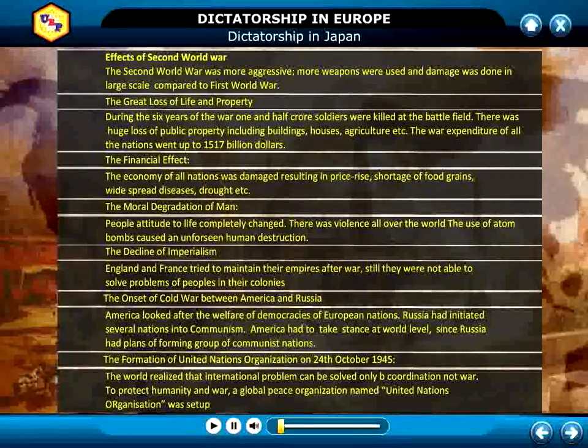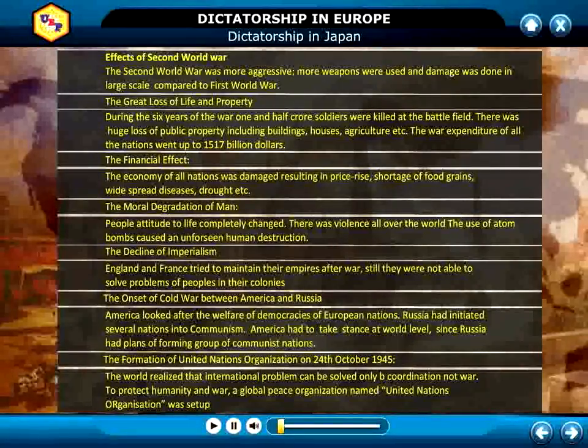The moral degradation of man. People's attitude to life completely changed. There was violence all over the world. The use of atom bombs caused unforeseen human destruction. The decline of imperialism: England and France tried to maintain their empires after the war. Still, they were not able to solve the problems of people in their colonies.